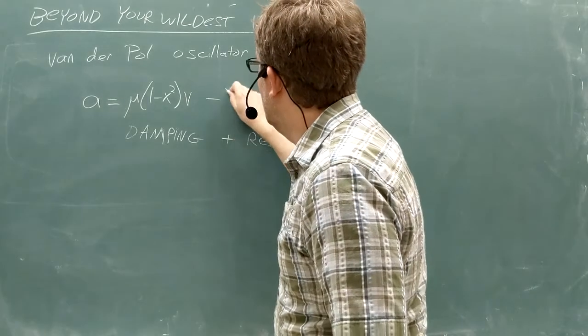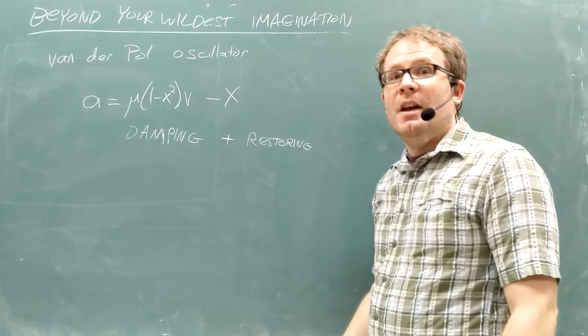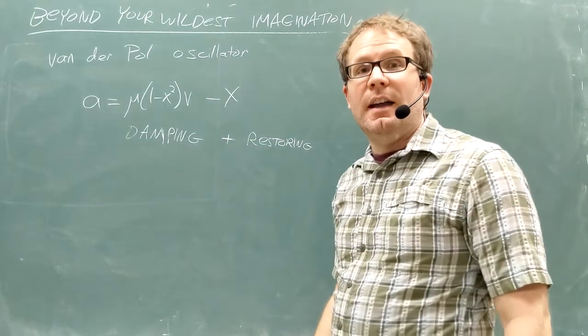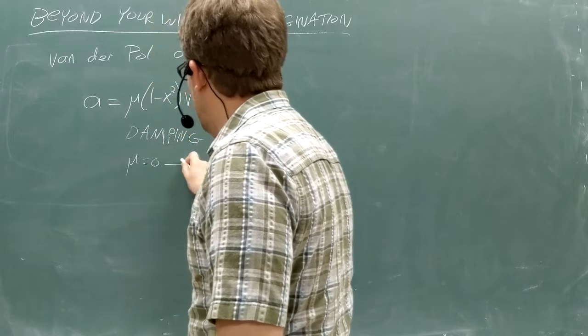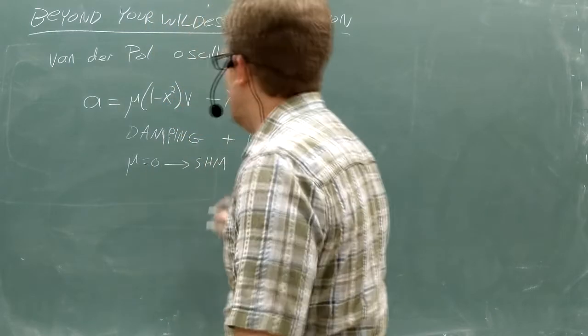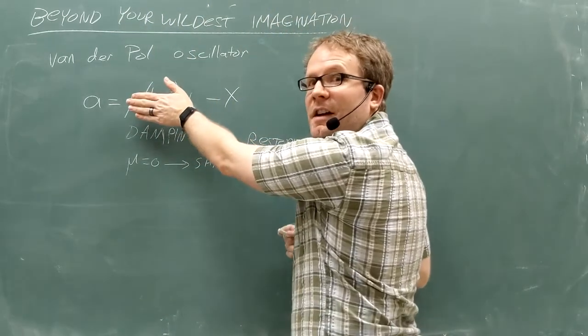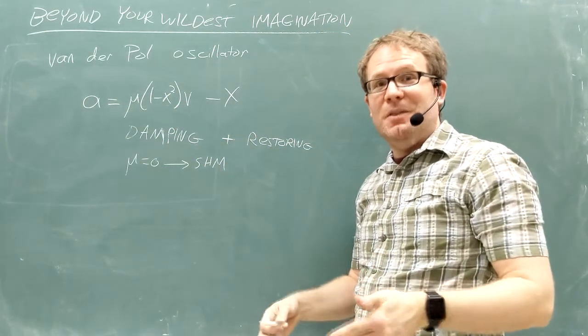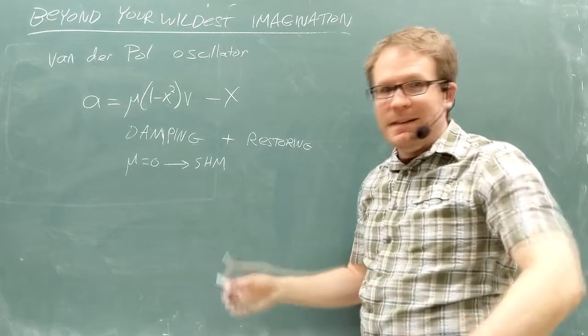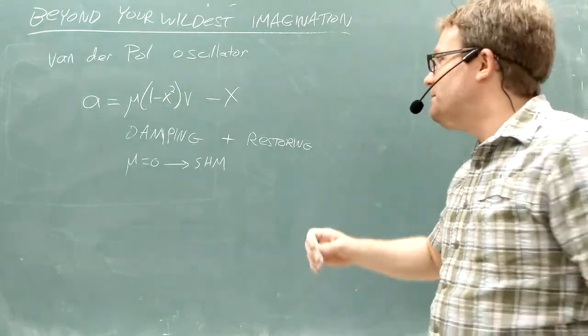Then you have a restoring term, minus x. Right? So this is exactly what you saw in simple harmonic motion. So if you take mu equal to 0, you should get right back to simple harmonic motion. Because if you cover up this piece here, you've got acceleration equals negative x. So you have second derivative equals negative of the function. To get you back to sine and cosine, not a problem.